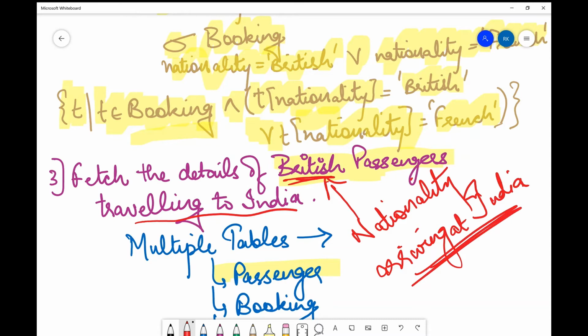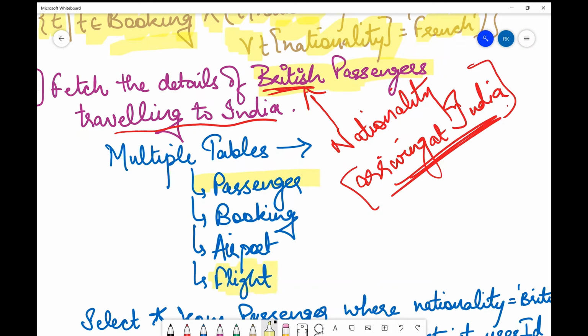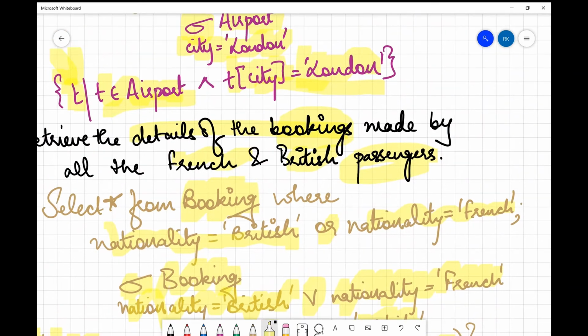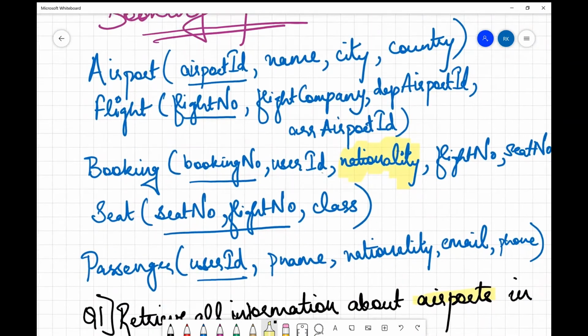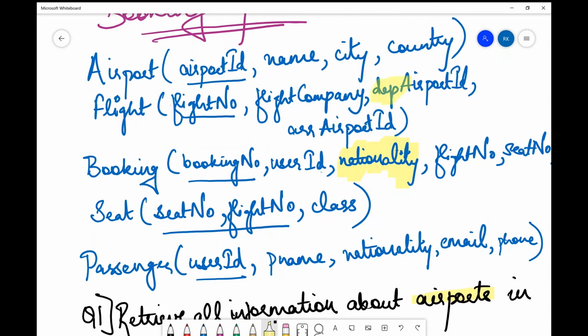Now when we are saying that we need the details of the flights which are traveling to India, that means we'll also be taking some information from the flight table. And now if you just look at the schema over here, the flight table just comprises the departure airport ID and the arrival airport ID. It does not contain the country information which we need to match to India. That means we'll also be requiring the airport table which contains this country information.